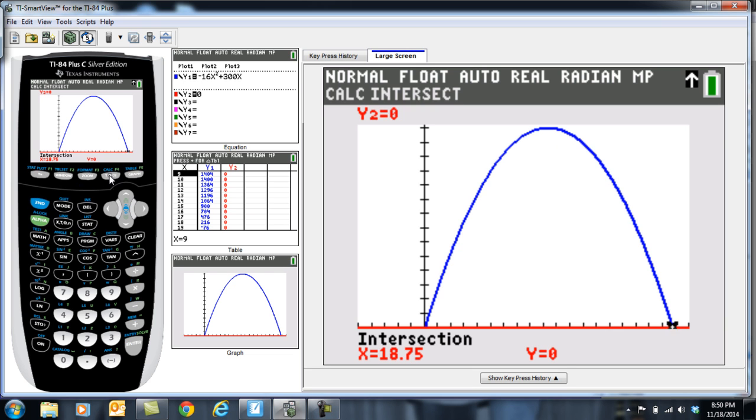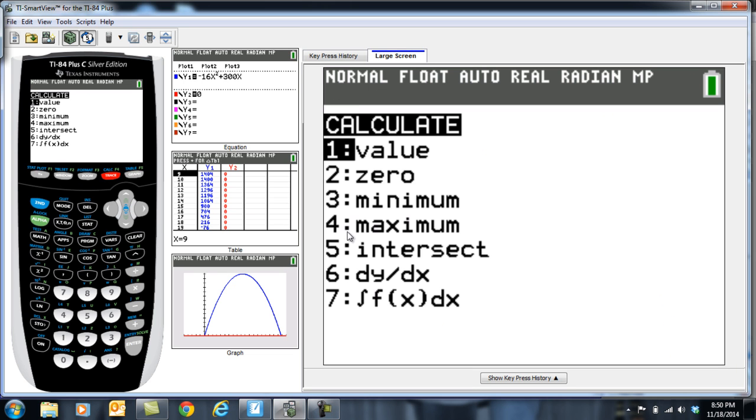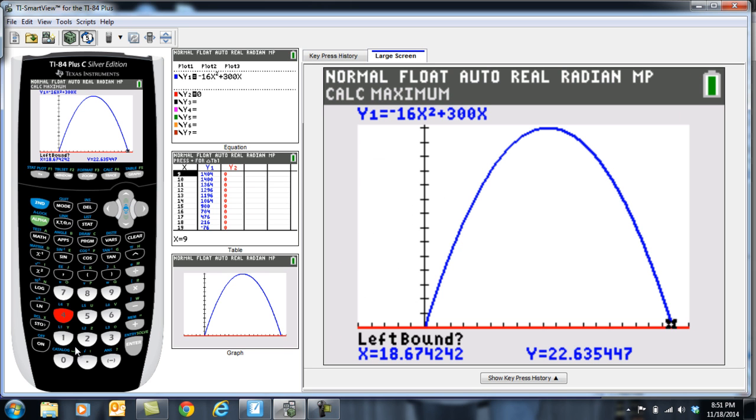So we're going to do second trace again, and this time we're going to find the maximum. So we're going to choose option 4. Now this is going to ask some questions. The first thing it asks is for the left bound. It wants you to take this cursor and move it until it's to the left side of your vertex. It doesn't have to be way far left, but it's got to be to the left. And right now it's not. Right now mine is to the right. So I'm going to have to hit my left arrow until I can get that cursor over there to the left side of my vertex. And it's going to take just a second.